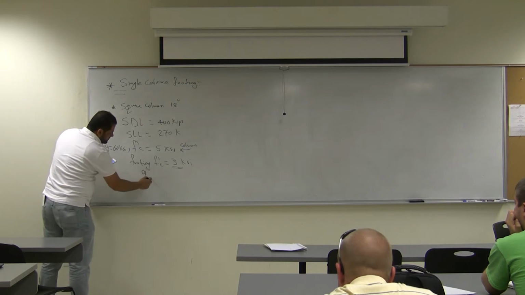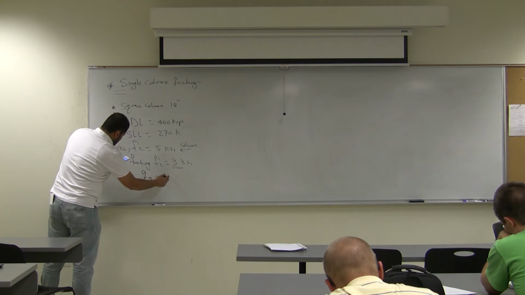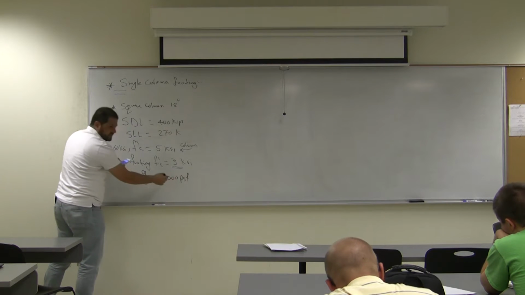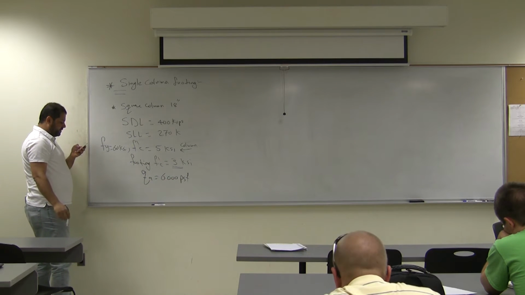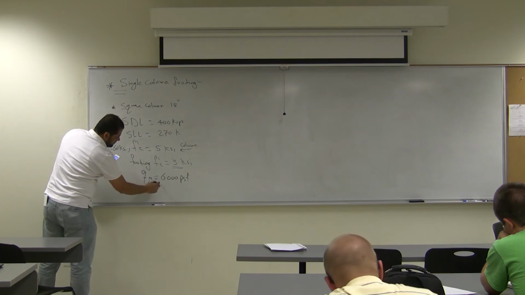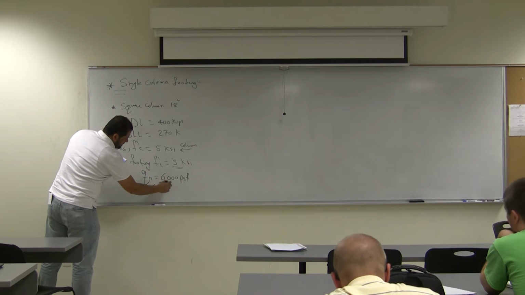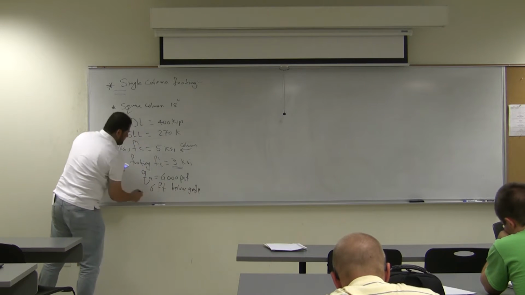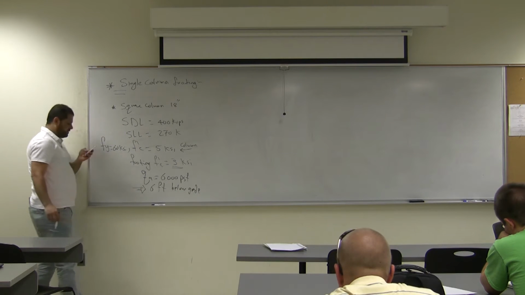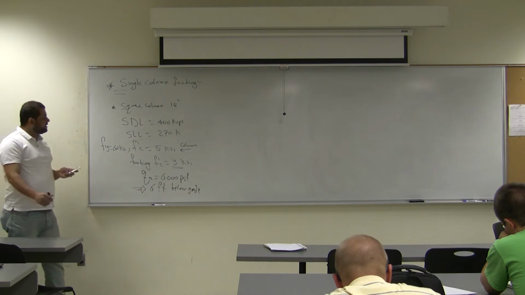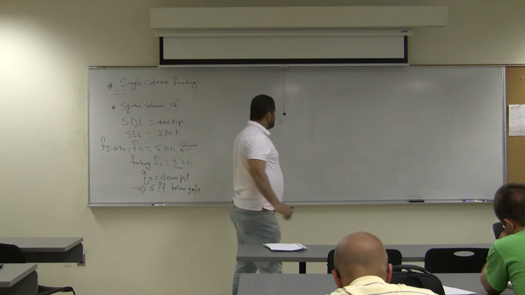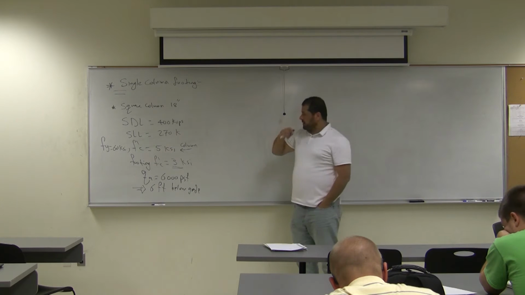Q allowable equal 6,000 PSF or 6 KSF. The level of the footing is 6 foot below grade. Design a square footing, or a single column footing, for this square column. Any question?